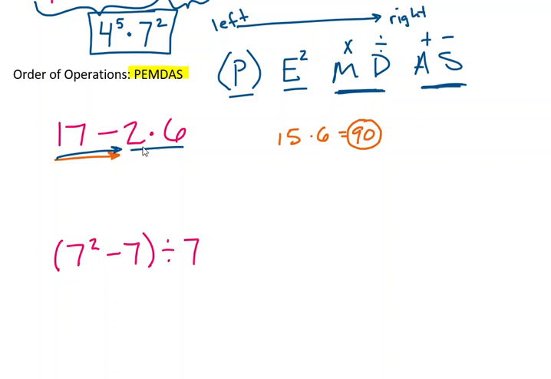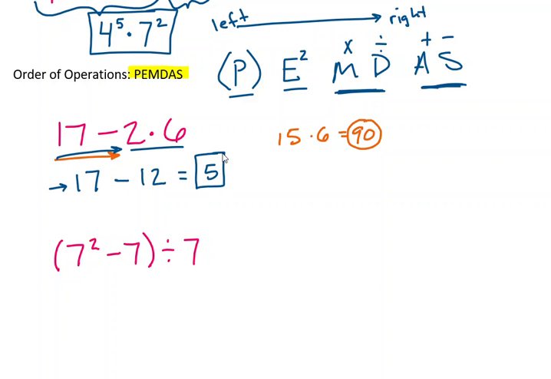The first multiplication we come to is 2 times 6. 2 times 6 is 12. And then we bring down the rest of the problem. The 17 did not get touched. The minus sign did not get touched. And now we have a new problem to do. 17 minus 12. Well, 17 minus 12 is 5. Write that here so it's a little bit more clear. And there we have it.